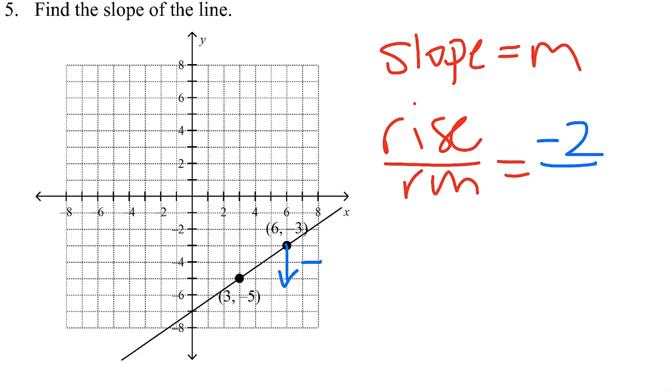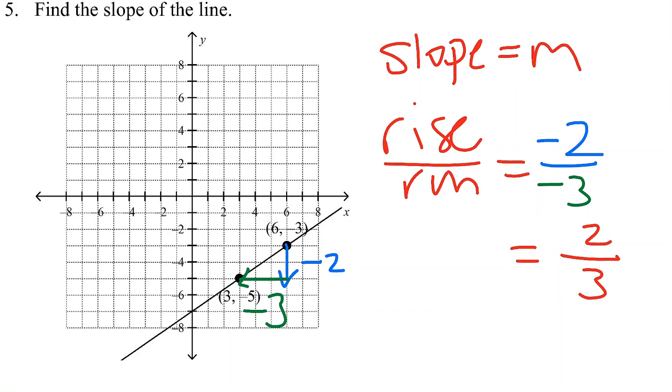And then you're going to run to the left. So let me run to the left, 1, 2, 3. And so I went to the left 3. Because I go to the left 3, and going to the left is negative, my run is negative 3. And so then you simplify. You have a negative divided by negative, that's going to be positive. And so in this case, your slope is positive 2/3.